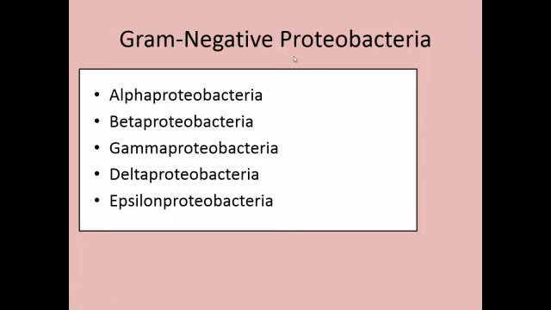And one way to remember these guys is that proteo refers to many shapes. That's the Greek for that. There are 5 sections. There are the alpha proteobacteria, the beta proteobacteria, the gamma proteobacteria, which is the biggest group, the delta proteobacteria, and the epsilon proteobacteria. So, let's go ahead and take a look at them.